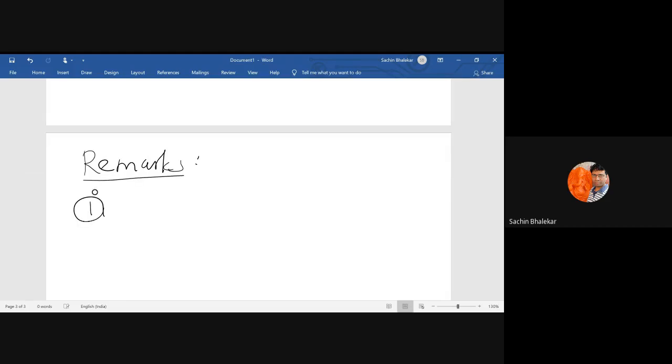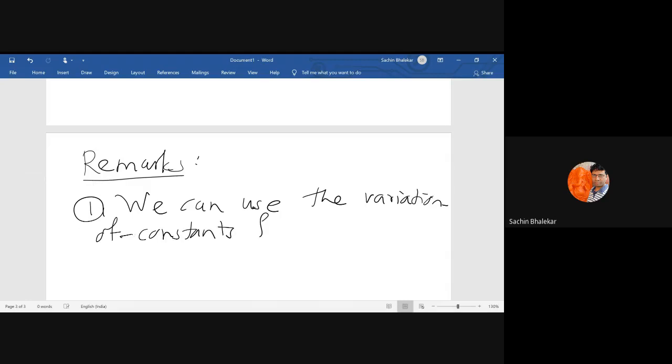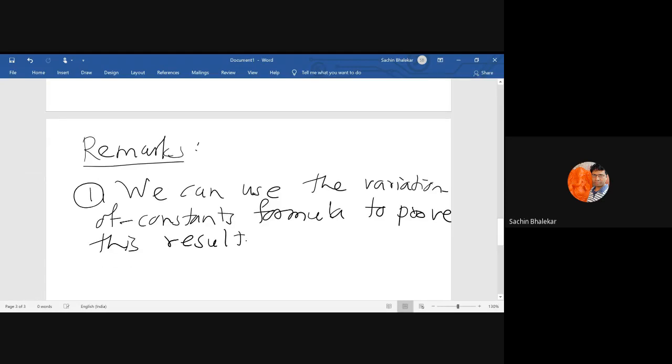First thing, we can use the variation of constants formula as in the previous section to prove this result, that is, the existence uniqueness theorem.